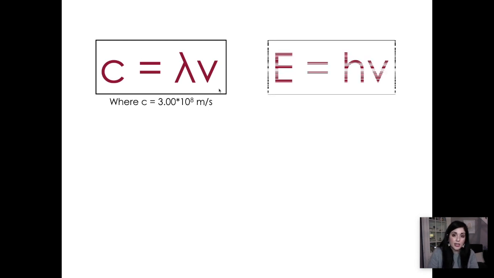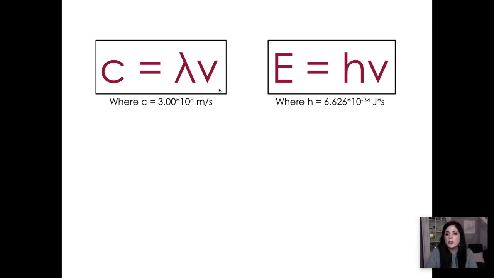The second equation is E equals h times nu, where E is the energy of a particular type of radiation. h is Planck's constant, and Planck's constant is 6.626 times 10 to the negative 34th joule seconds. So it's joules times seconds. That's just a value that a guy named Max Planck actually recognized was the relationship between energy and frequency. So h is a constant. It is always going to be that value. And of course, nu is the frequency again. So c equals wavelength times frequency, and energy is equal to Planck's constant times frequency.